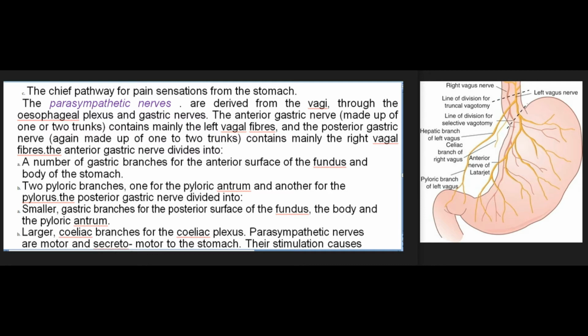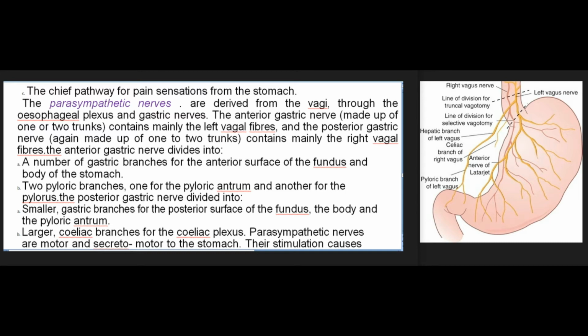The anterior gastric nerve, made up of 1 or 2 trunks, contains mainly the left vagal fibers, and the posterior gastric nerve, again made up of 1 to 2 trunks, contains mainly the right vagal fibers. The anterior gastric nerve divides into a number of gastric branches for the anterior surface of the fundus and body of the stomach, and 2 pyloric branches, one for the pyloric antrum and another for the pylorus.